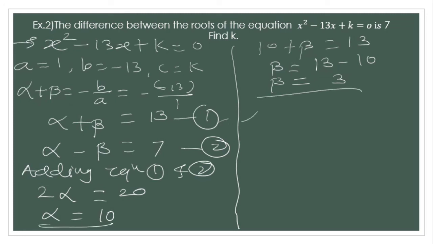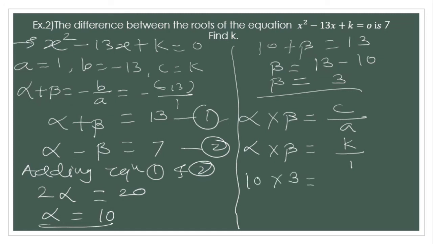Now the last step is alpha into beta, which is equal to c upon a, and hence alpha into beta is equal to, what is the value of c? K, and a is 1. Okay, now substituting the value of alpha and beta, alpha is 10 and beta is 3. So 10 into 3, which is equal to k upon 1, means k itself. Okay, so 10 into 3 is 30, which is equal to k.